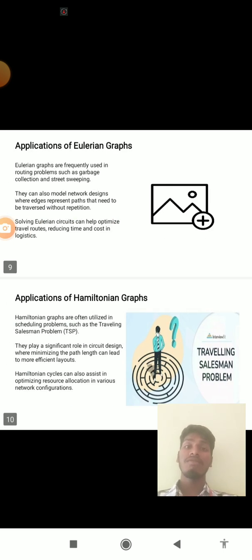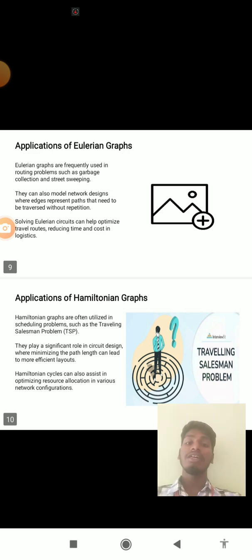Next topic is applications of Eulerian graphs. Eulerian graphs are frequently used in garbage collection and street sweeping. They can model network design where edges representing paths need to be traversed without repetition. Solving Eulerian circuits can help optimize travel routes, reducing time and logistics costs.